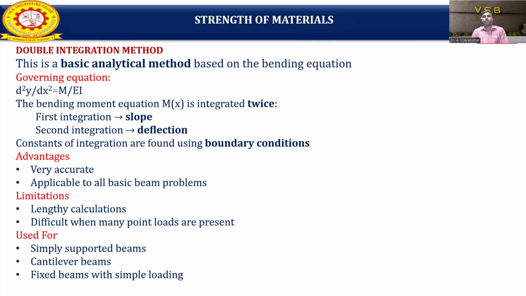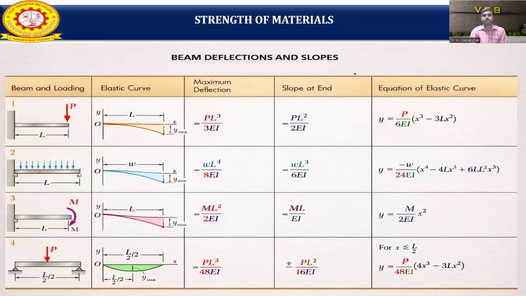So where do we apply the double integration method? For a simply supported beam with a single point load, or a cantilever beam fixed with a simple bending, that is, simple loading conditions, we can apply the double integration method. All these loading systems are very simple. For a cantilever beam, it is only one point load, or a cantilever with a UDL, where a simple moment is calculated, and a simply supported beam with a point load or UDL. With such simple loading configurations, we can find the slope and deflection.